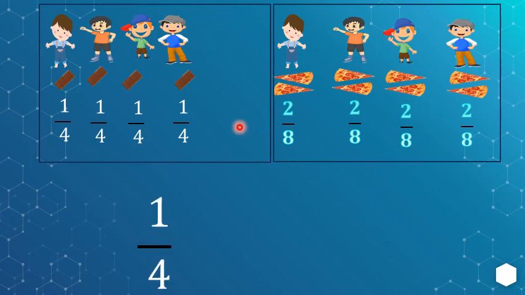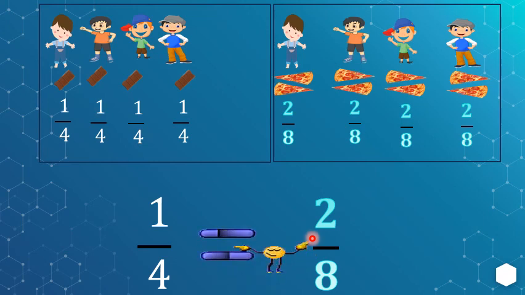Then 1 by 4 and 2 by 8, we can say they are equivalent fractions. Why can we say they are equivalent fractions? Because out of 4 equal parts, we have given 1 part of 4 to each child. And in the second example, out of 8 pieces, we have given 2 pieces to each child. So 1 by 4 and 2 by 8 are called equivalent fractions.